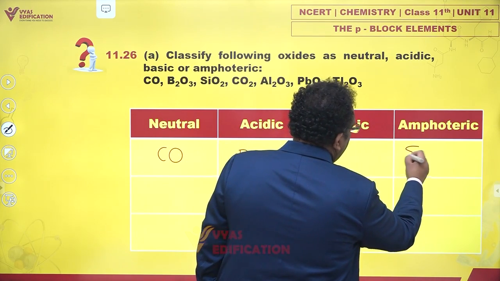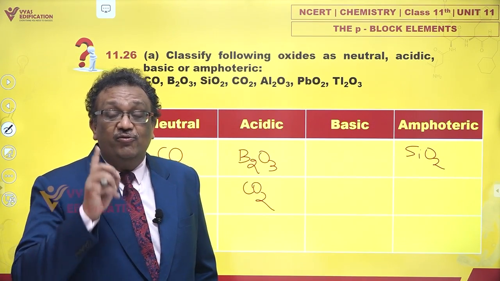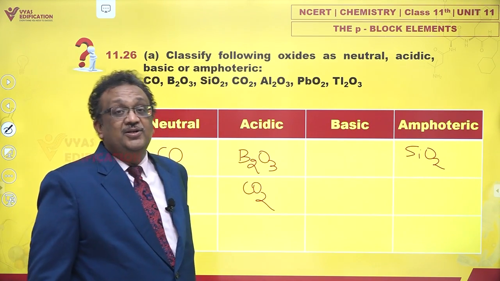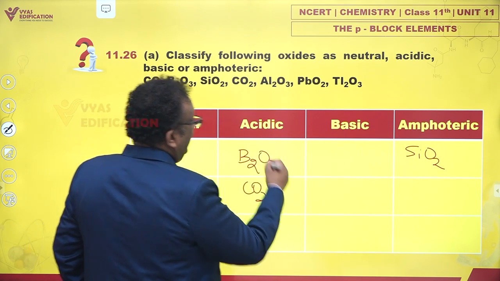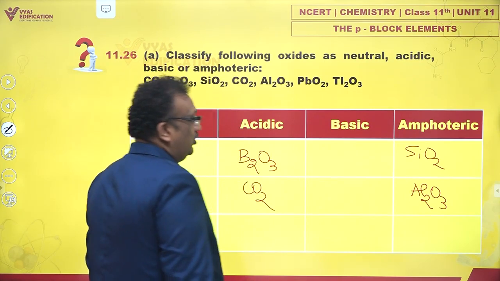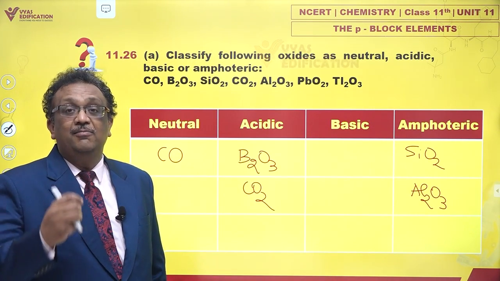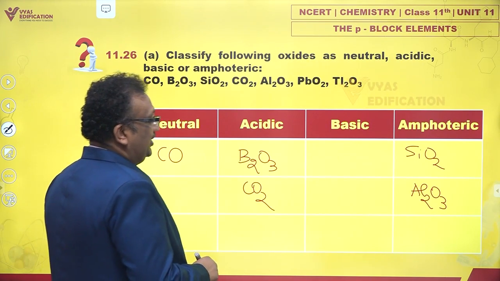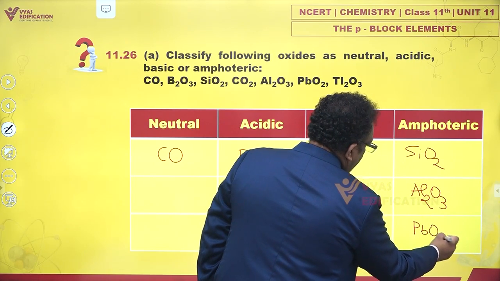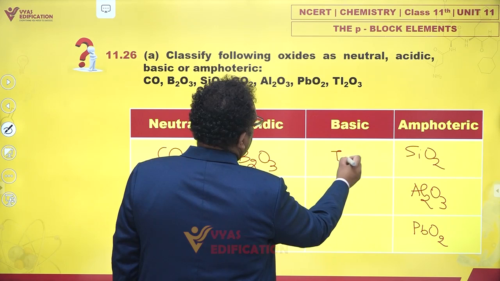Silica is classically amphoteric. Also, we have the rule that all the oxides of metalloids are amphoteric. Silicon is a metalloid, so its oxide would be amphoteric. Al2O3 is an exception, because aluminium, although it is a metal, along with tin and lead, has oxides that are typically amphoteric from the P block to aluminium. Then we have PbO2, which is also amphoteric. Tl2O3 is basic.